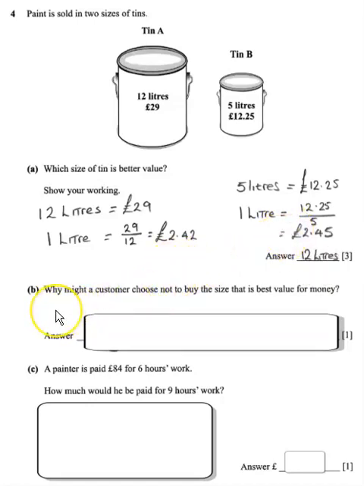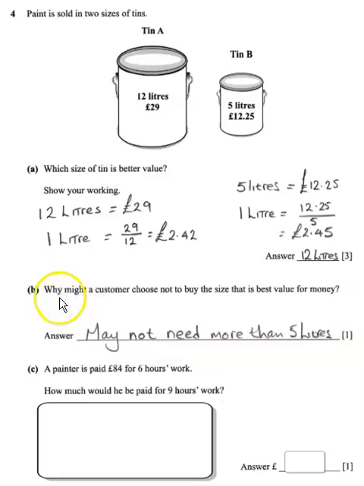It says, why might a customer choose not to buy the size that is best value for money? And that is because he or she may not need more than 5 litres. So for question C, a painter is paid £84 for 6 hours. How much would he be paid for 9 hours work?